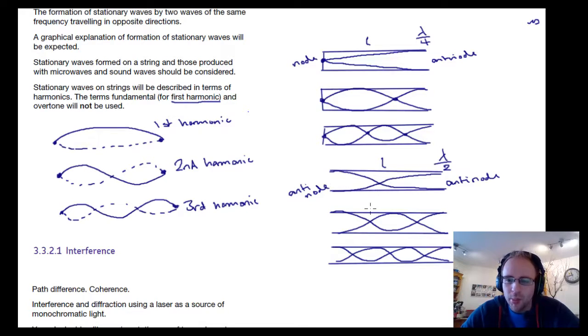So for an open pipe, we've got antinodes at both ends. For an open closed pipe, we've got an antinode at the open end, a node at the closed end, and for a string, we've got nodes at both ends. These are our first, second, and third harmonics.